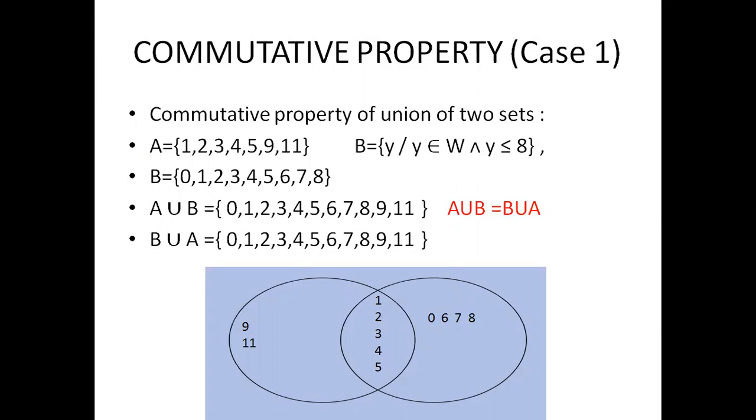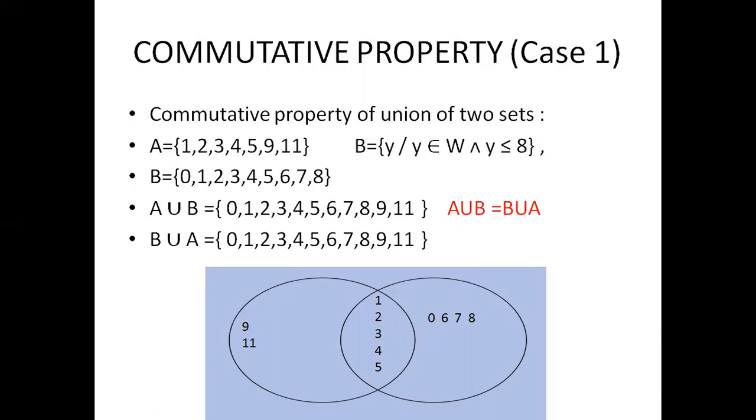Now, A union B. Union means combination. If you combine the elements of A and B in the same place, it will be called A union B. It doesn't make any difference if this is A union B or B union A. They both have the same meaning, and that means A union B will always be equal to B union A. This is called commutative property.